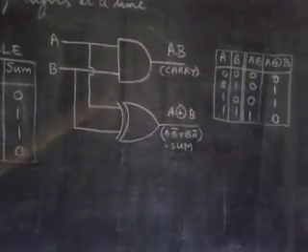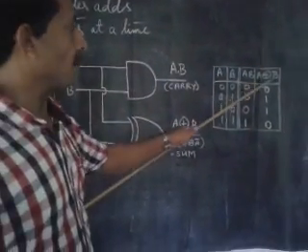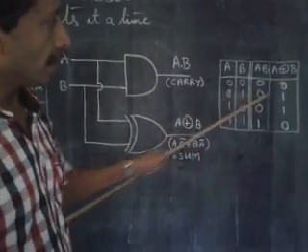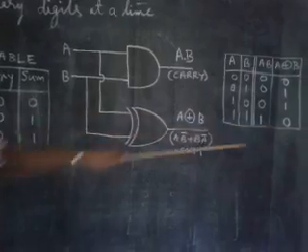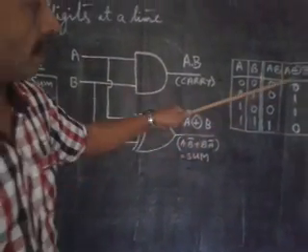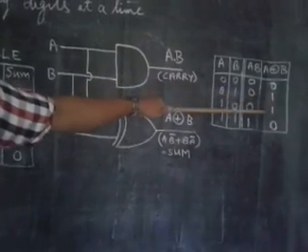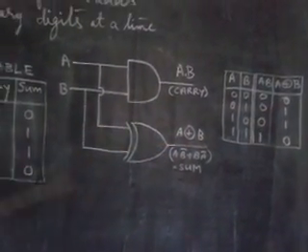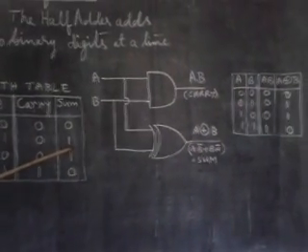Similarly, consider the output of the exclusive OR gate, when A and B are the inputs. The output of the exclusive OR gate is this. Exclusive OR means AB bar plus BA bar. The output is this: 0, 1, 1, 0. This is very similar to the last column of this truth table, sum.